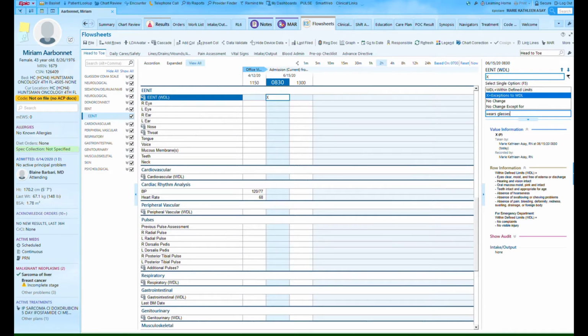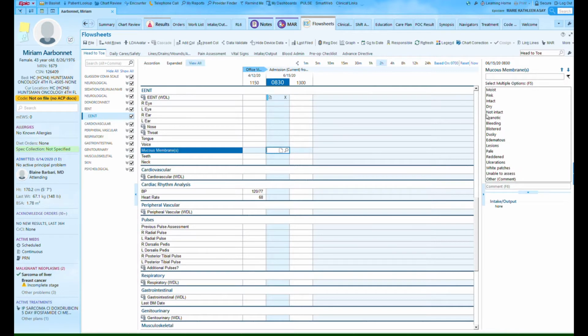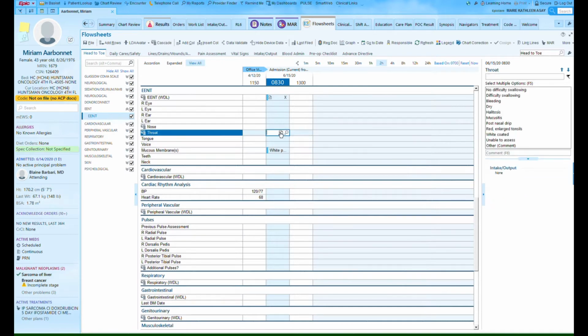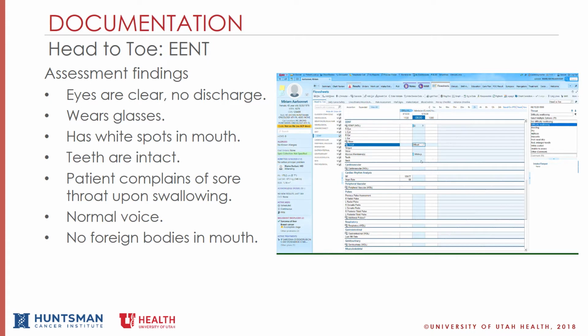So this patient wears glasses. So we're going to include this in the comment because there's nowhere else to chart that the patient wears glasses. This patient had white patches in their mouth, so we're going to go to mucous membranes and chart it there. And the patient had difficulty swallowing, so we will chart difficulty swallowing on the throat. As you can see in this charting, all we did was chart what was not within the defined limits. We don't have to chart everything that is normal. We only chart the things that are not within the defined limits definition.